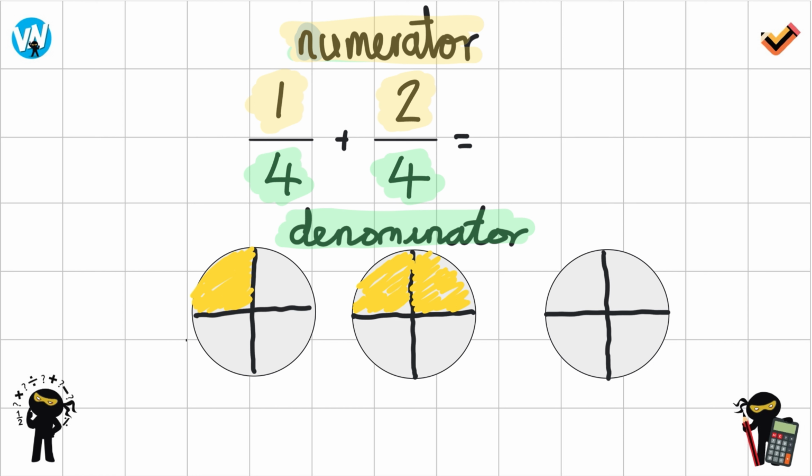Okay, now obviously this is an addition problem, so we've got 1/4 add 2/4, very, very simply equals 3/4. Right, and that shouldn't really come as too much of a surprise. So again, we'll just represent that here. So we've got 1, 2, 3.